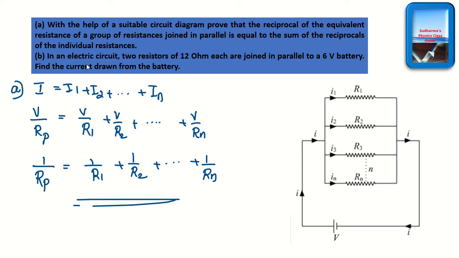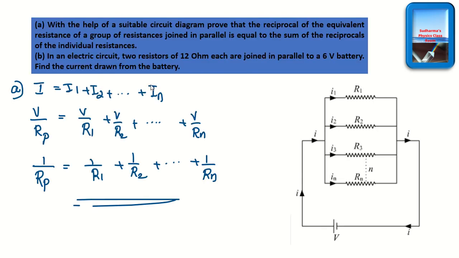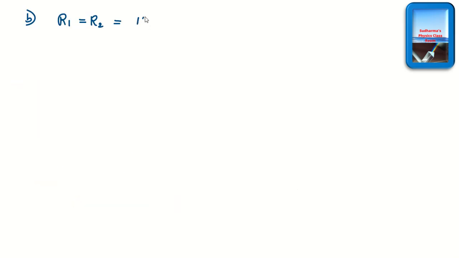Now question B. In an electric circuit, two resistors of 12 ohm each are joined in parallel to a 6-volt battery. Find the current drawn from the battery. So how do you do that? R1 and R2 are both equal to 12 ohms, and it is connected to a 6-volt battery.